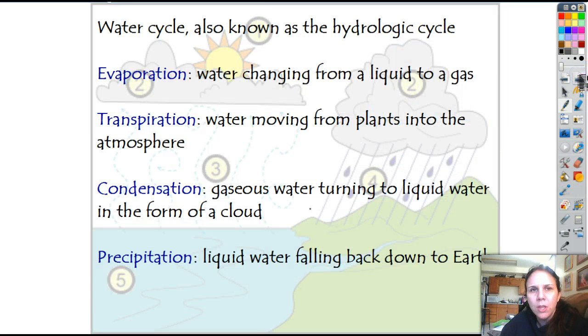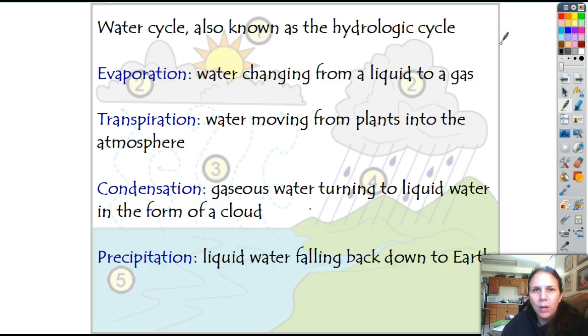So we're going to start with the water cycle. The water cycle is probably the one you're most familiar with, because I think you learned that in 3rd grade or something like that. So the water cycle is also referred to as the hydrologic cycle, same thing.